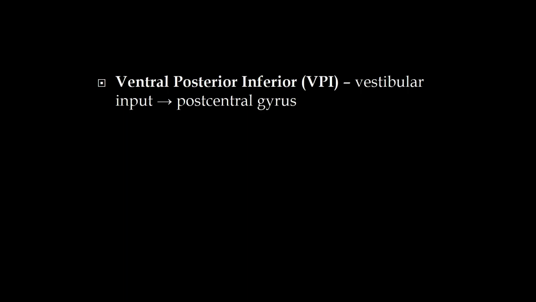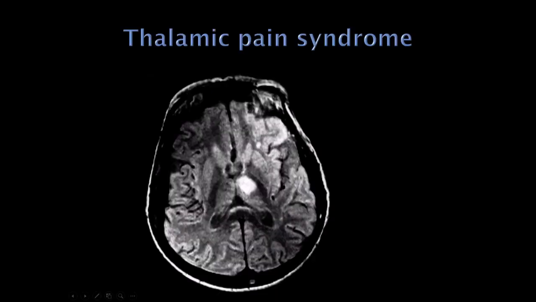Okay, and this one I don't care that you know. For the vestibular system, anything that goes through the thalamus, remember, except for olfaction, or anything that's communicating with the brain, has to go through the thalamus, except for olfaction. So vestibular input goes there as well, but I don't know why I included that. You don't need to know VPI.